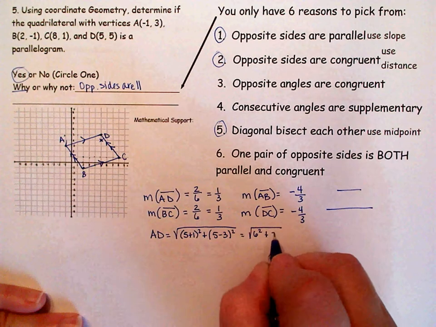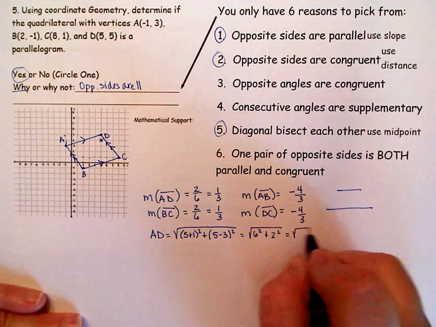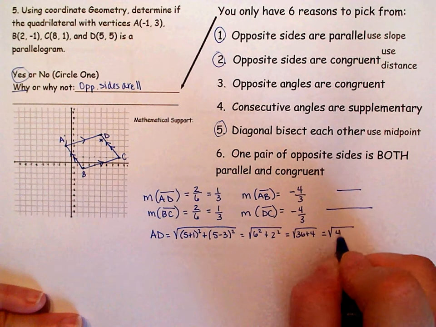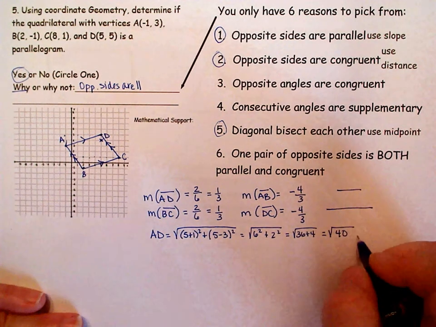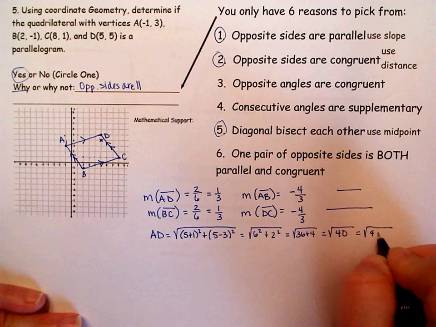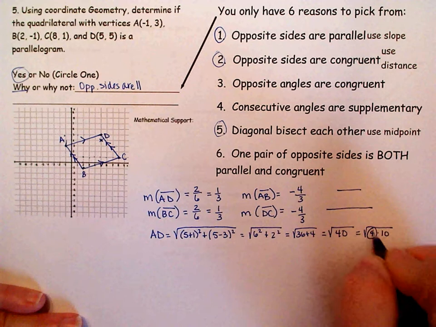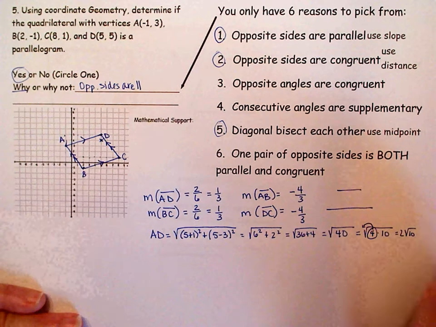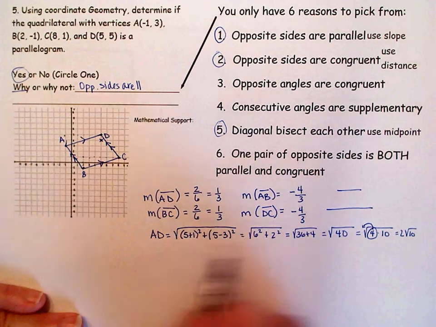2, 2 squared. So 6 squared is 36, 2 squared is 4, so that gives me the square root of 40, which we always want to be in the habit of simplifying our radicals. So 40 can be split into 4 times 10. 4 is a perfect square. When we take the square root of it, it comes out as a 2. So that would be 2 root 10 for the length of AD.